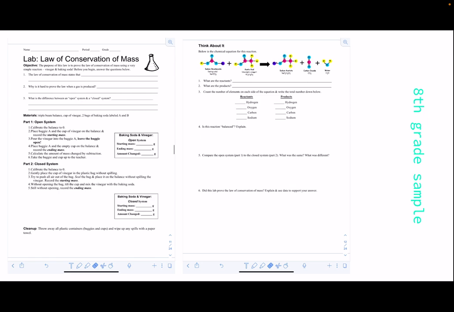You're asked what are reactants, what are products. And they're figured out, like, compare and contrast on number 5. What's the same, what's different? And number 6, the whole conclusion: did we prove the law of conservation of mass, yes or no?